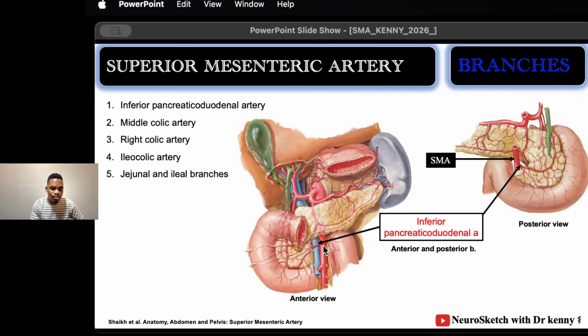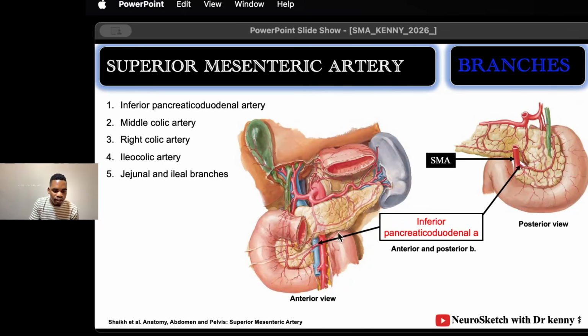This is the very first branch from the SMA, and it's going to supply the pancreas and the duodenum, but from the inferior approach. It's going to anastomose with the superior pancreaticoduodenal artery. Remember, the superior pancreaticoduodenal artery is coming as a branch of the GDA, the gastroduodenal artery.